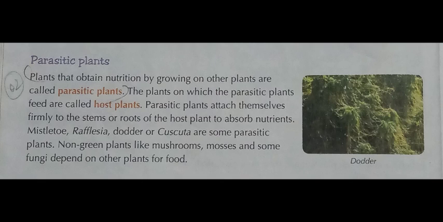Some examples of parasitic plants are mistletoe, Rafflesia, and dodder or cuscuta. So for today's class I'm ending here.